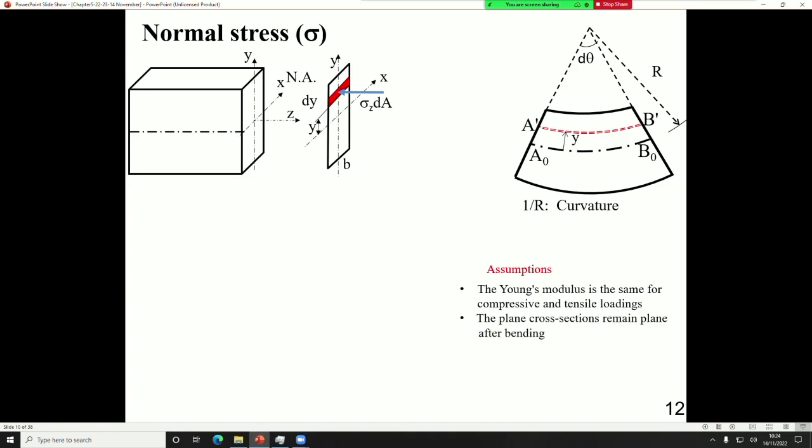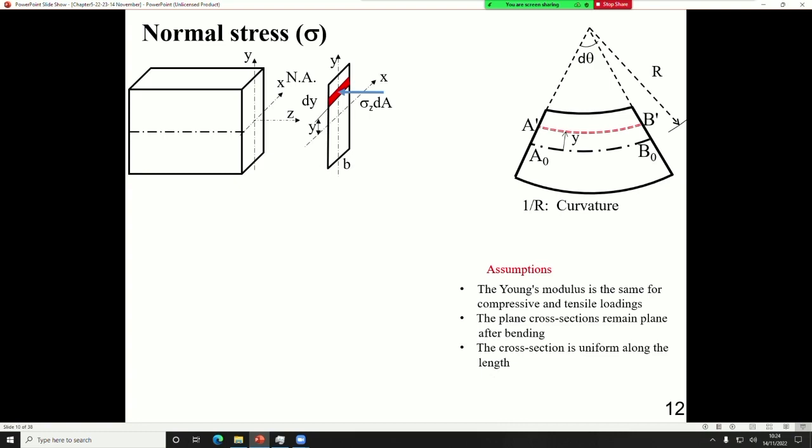Similar to what we did with the torsion section, the cross sections remain plane. So there is no warping displacement, like open thin-wall sections when they are subject to torsion. We assume throughout this chapter the cross sections remain plane, and they remain normal to the axis of the beam, the Z axis. And this is the theory that bending is based on.